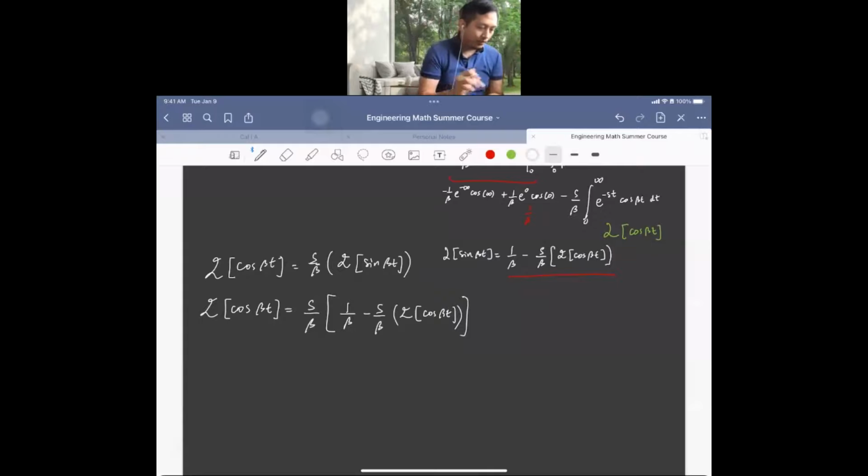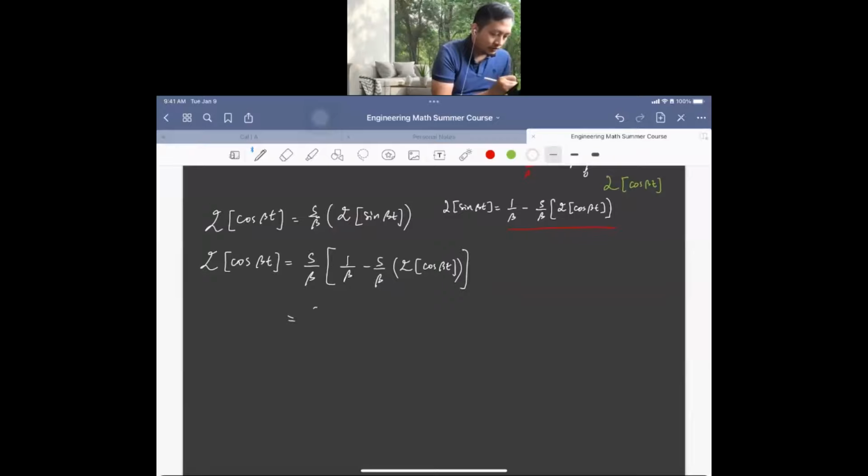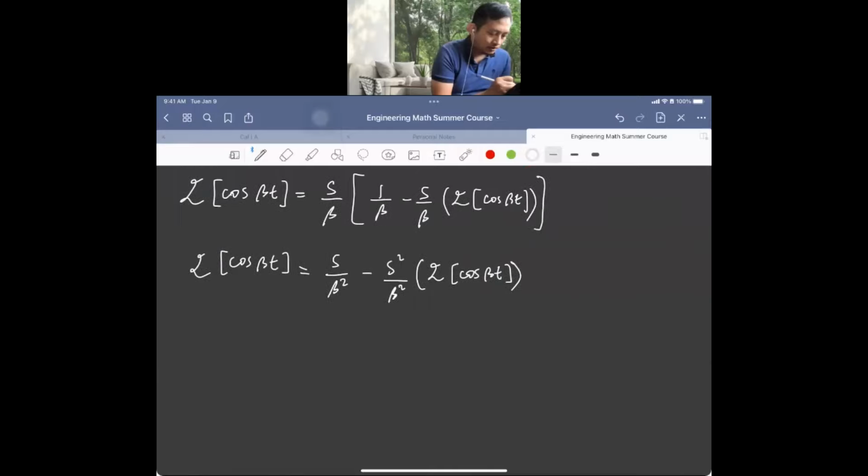Okay, so we try to multiply. This will be s over beta squared minus s squared over beta squared times Laplace of cosine beta t, and this is still Laplace of cosine beta t, and we can simplify it. We can move the s squared over beta squared to the left side, and later we are going to factor out.